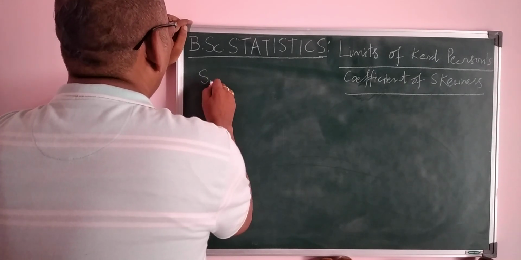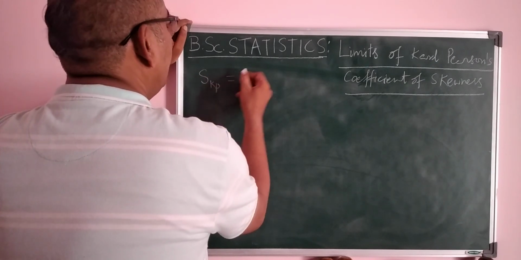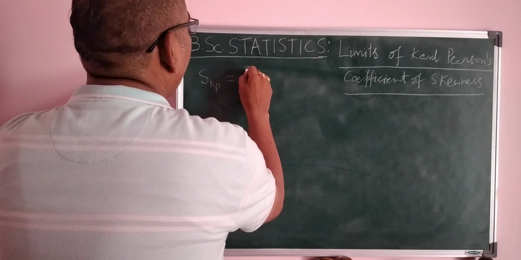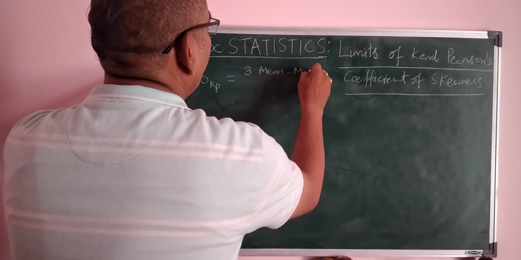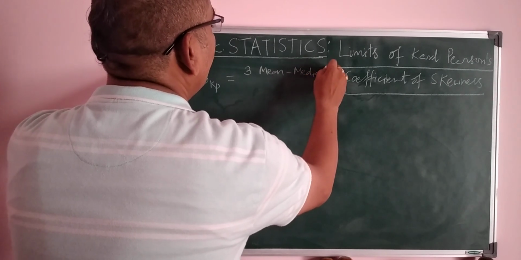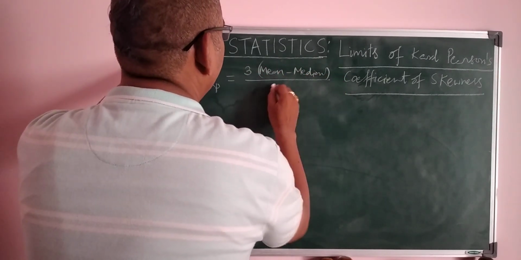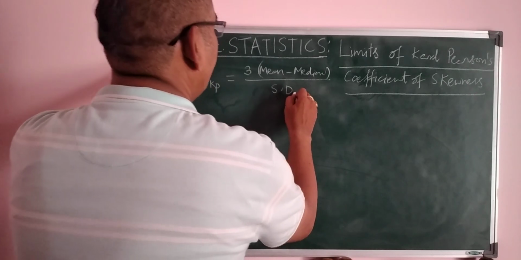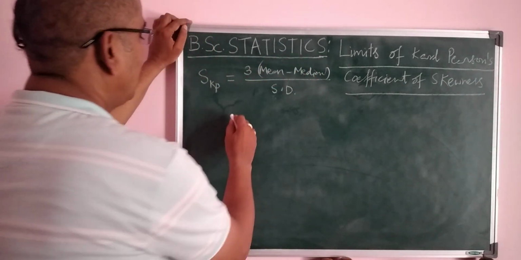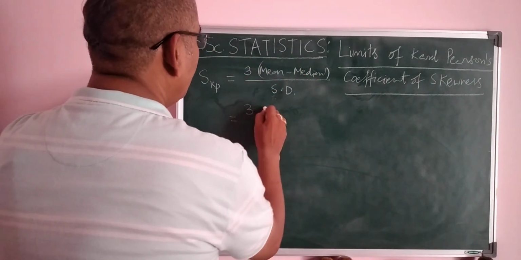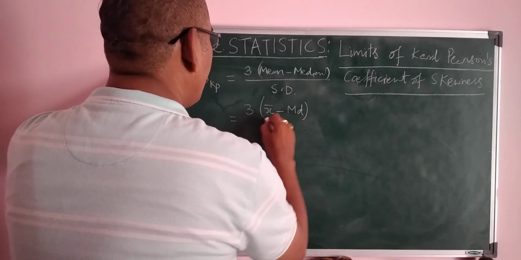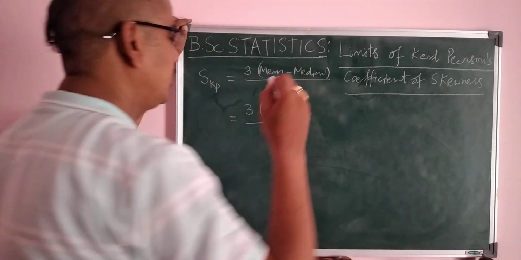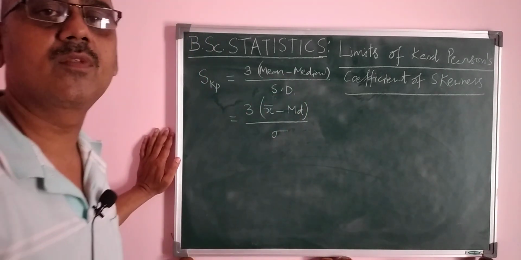The Karl Pearson coefficient of skewness, SKP, is equivalent to 3 into mean minus median divided by standard deviation. This is the formula. I write 3 into x bar minus median divided by standard deviation sigma. Right?